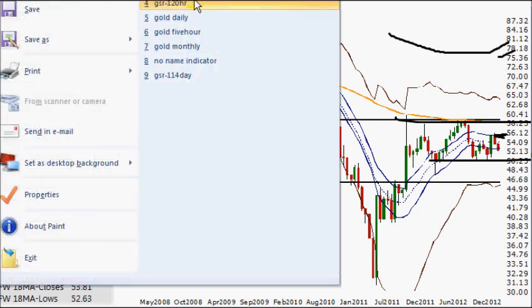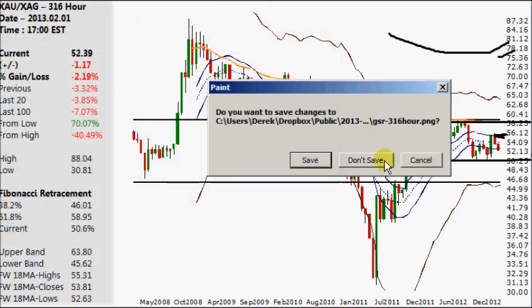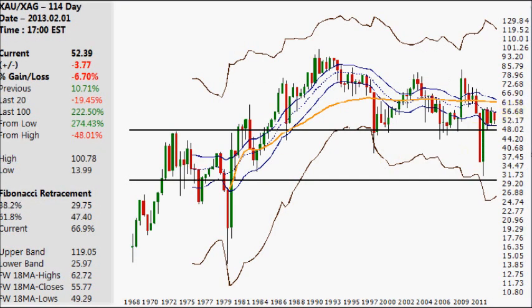Final chart, again, same date, and that would be the 114-day time frame going back to 1968. So just basically, at a new period, it's got a green candle back up to this previous high, right where this 18 average of closes happens to be. It ended at this time at 55.77, so it's pretty much there.